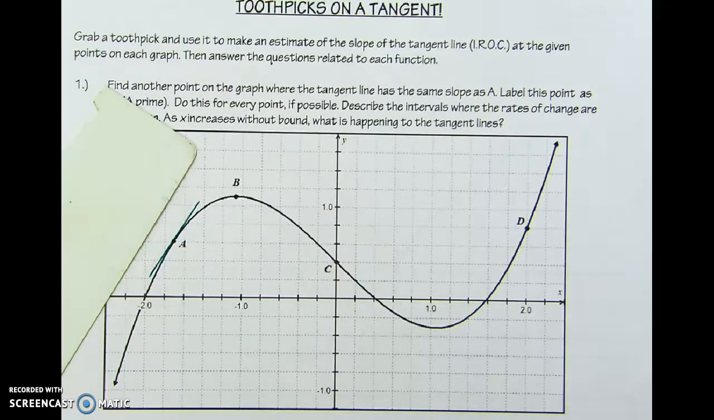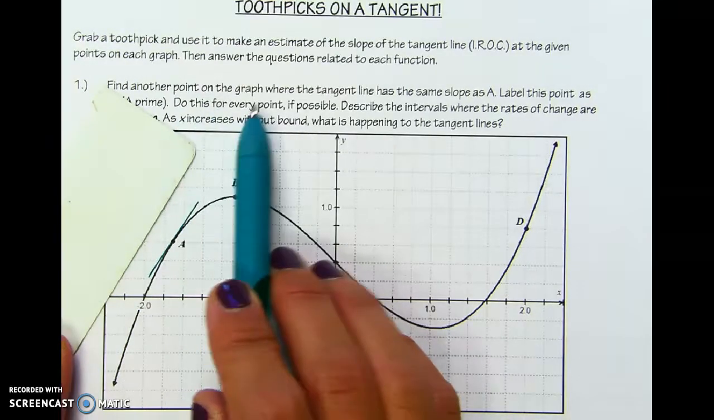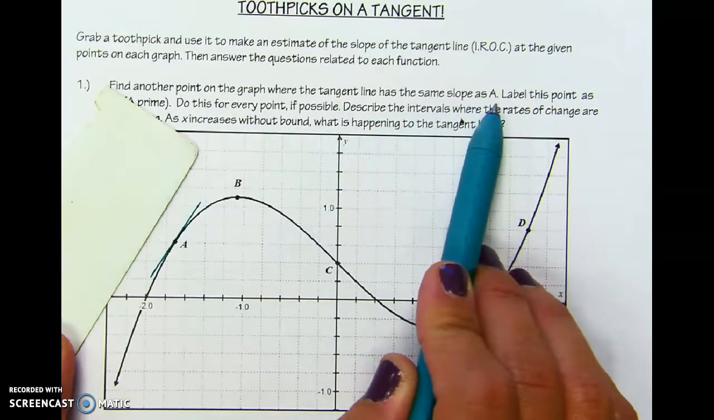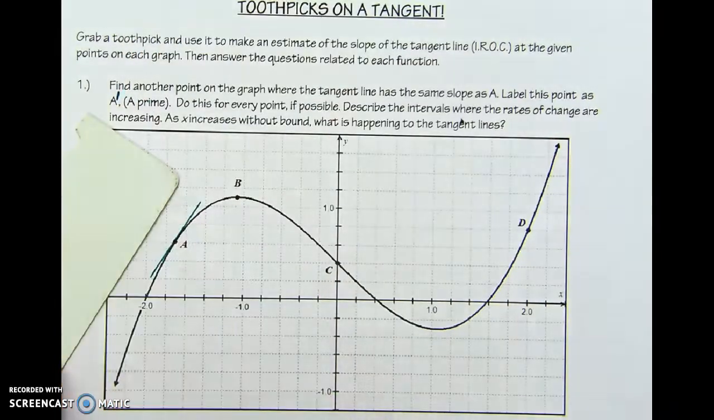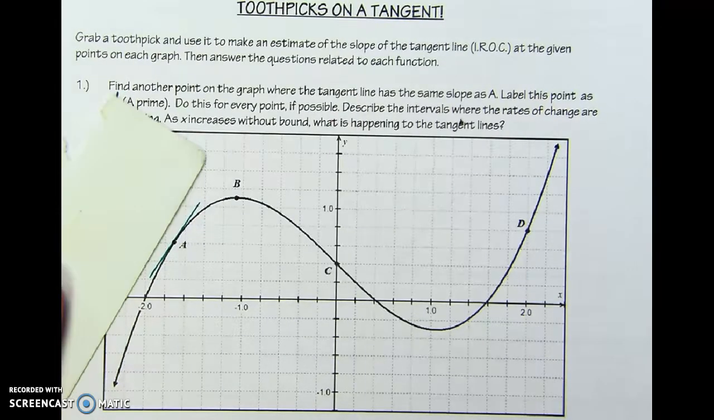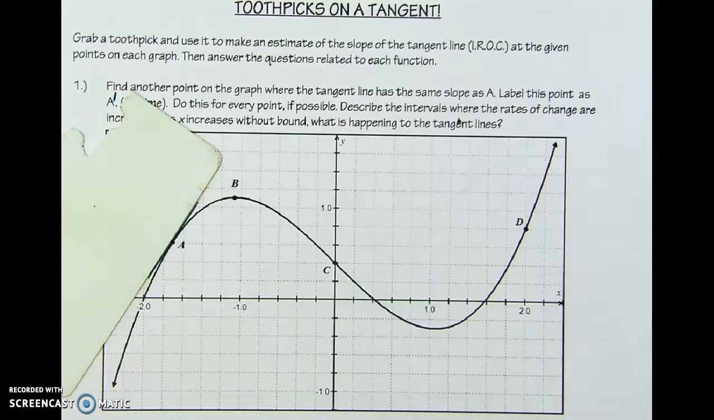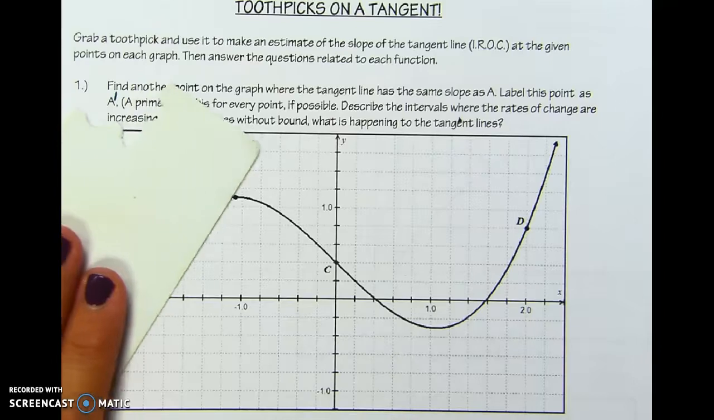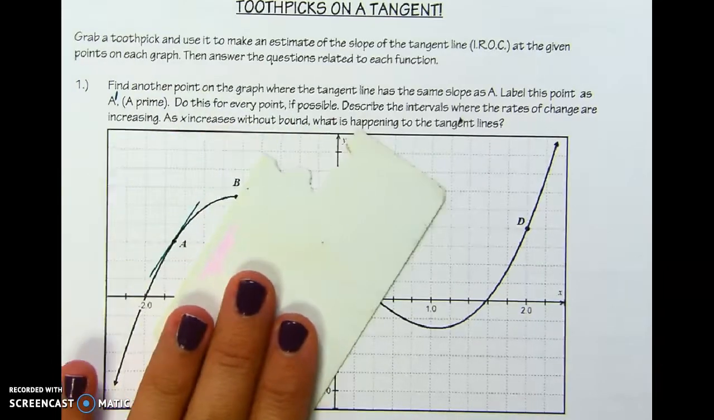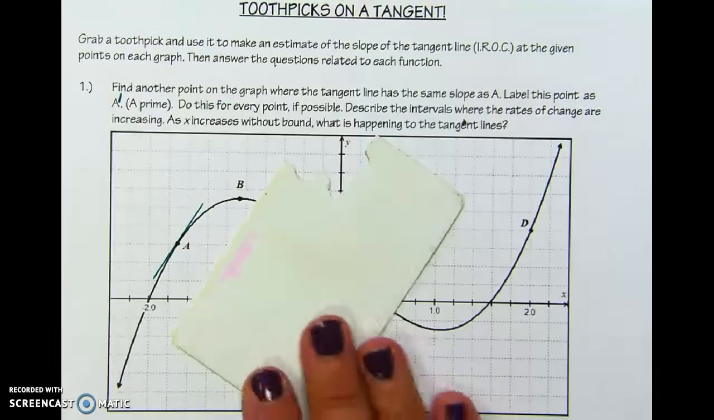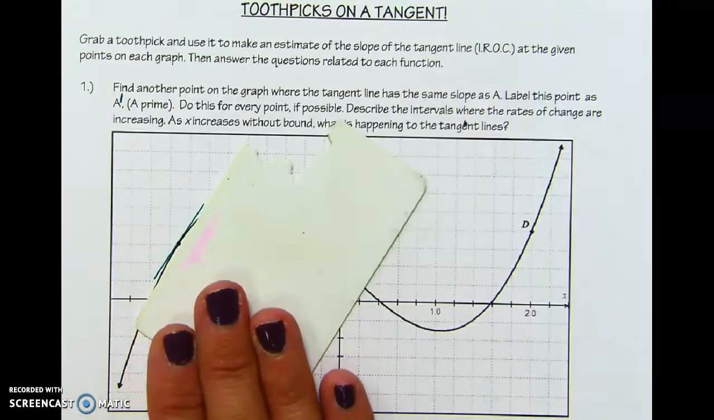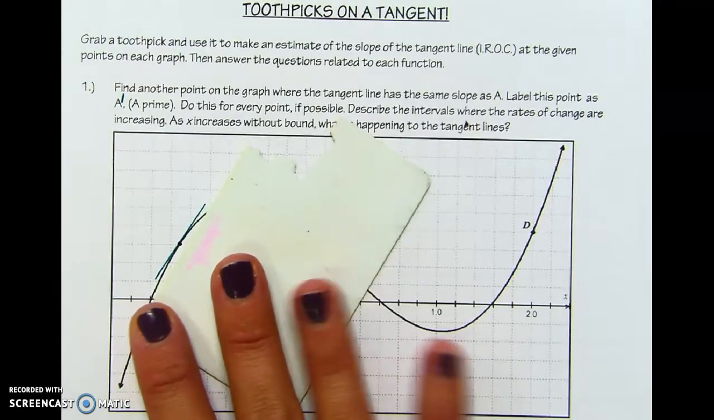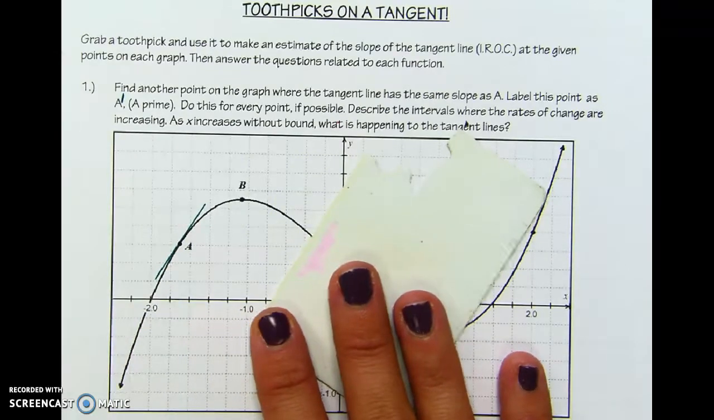Okay, now, ready? Find another point on the graph where the tangent has the same slope as A. Label this point A prime. That's supposed to have a little mark like that, A prime. So what we're going to do, you see this slope here? Excuse me. We're going to try and find another tangent line with that same slope. So I'm not moving my card. Like parallel lines, right? So where else would it have the same slope as A? Another tangent line. How about right here?